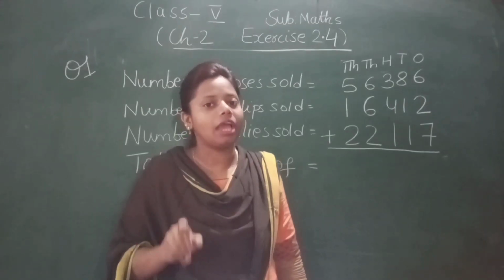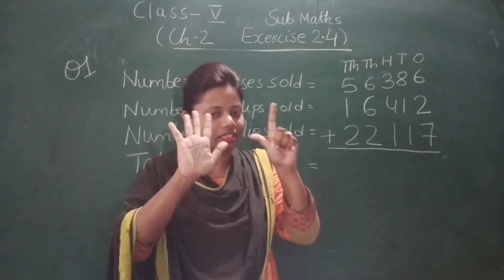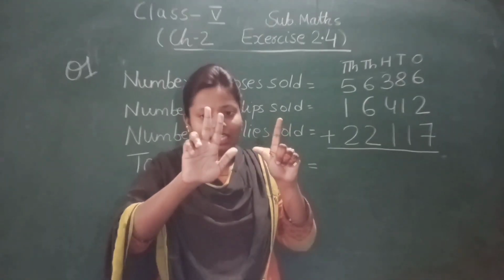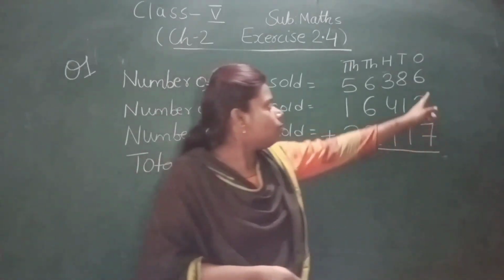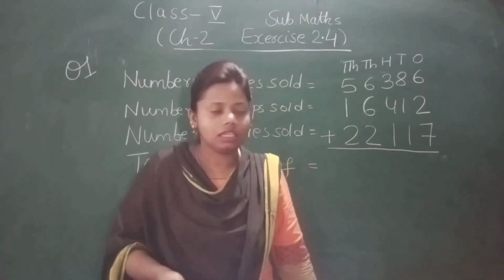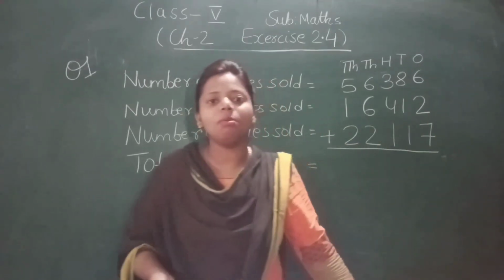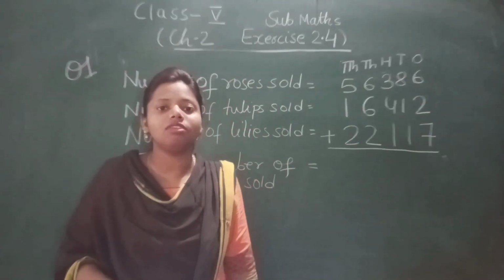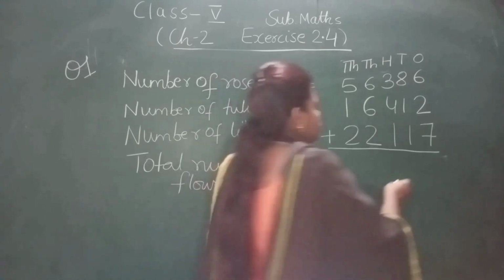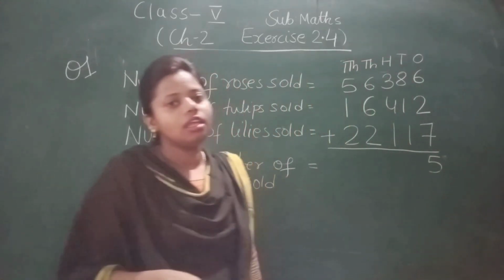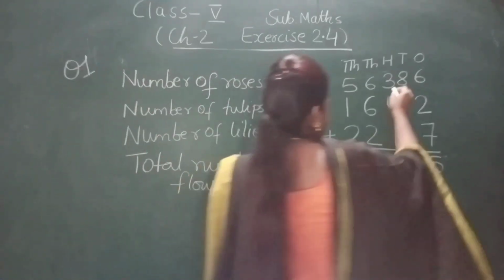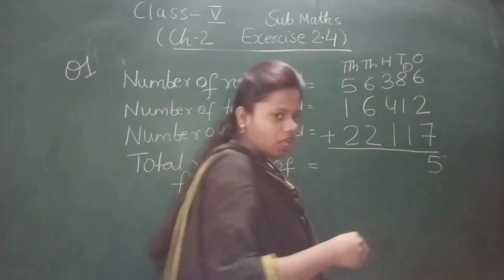So in 8 we have to add 7. 9, 10, 11, 12, 13, 14, 15. So 6 plus 2 is 8. 8 plus 7 is how much? 15. 8 plus 7 is 15. So we will write here 5, and from 15 the 1 will be our carry.